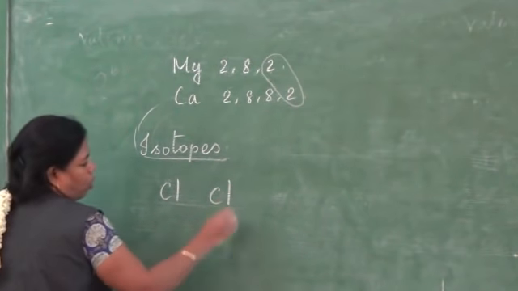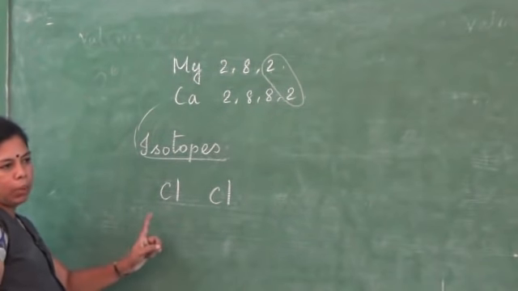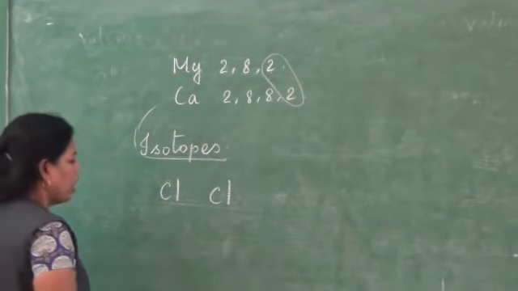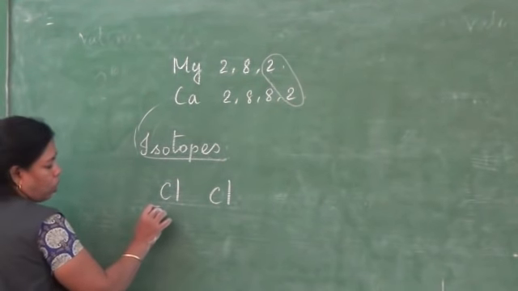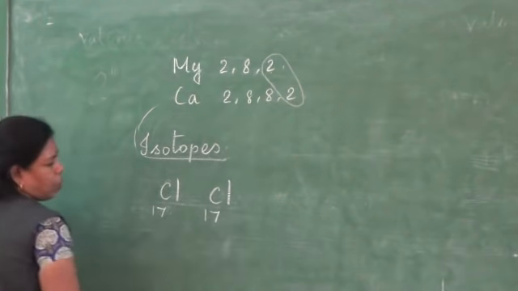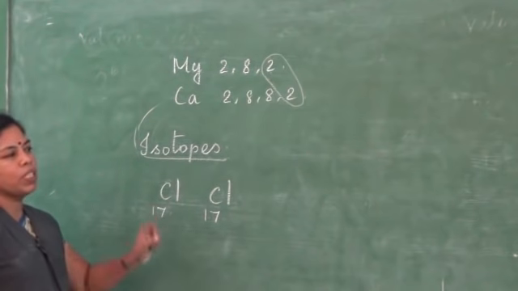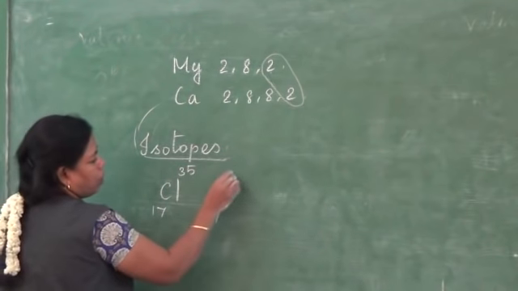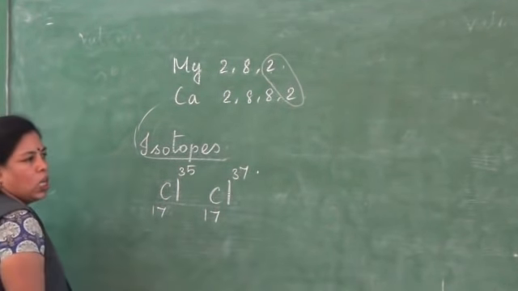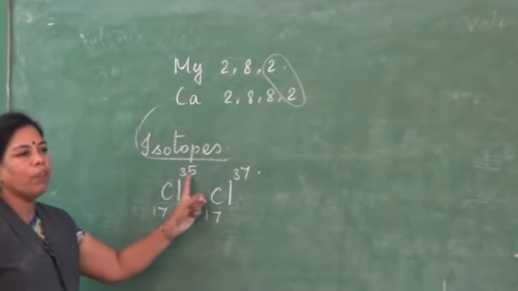Look at these two atoms. This is chlorine, this is also chlorine. So these are atoms of the same element. Already I told you the atomic number will be the same for atoms of the same element. So the atomic number of chlorine is 17, and for this chlorine also 17, because both are atoms of the same element. The atomic number won't be different for atoms of the same element, but the mass number may be different. For this, the mass number is 35, for this the mass number is 37. So atoms of the same element have the same atomic number, but they have different mass numbers.